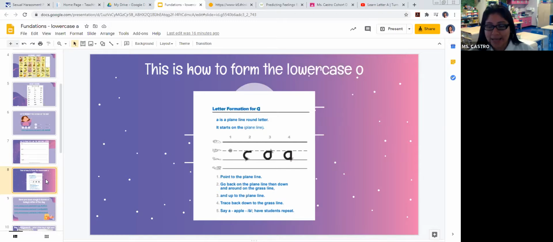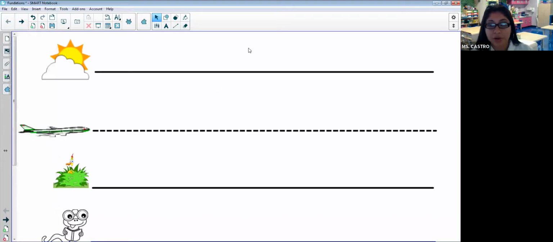Now the lowercase a is also a round letter because it's shaped in a circle and it's round. So to form the letter A, you're going to start at the plain line. You're going to fly backwards and down into the grass line. Then you're going to go back up into the plain line, and then you trace back down to the grass line. So Ms. Castro is going to show you right now on the smartboard how to form the letter A with our writing grid.